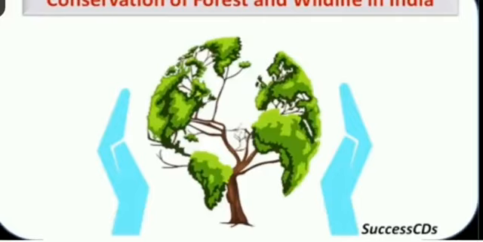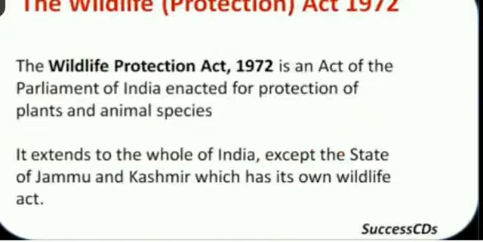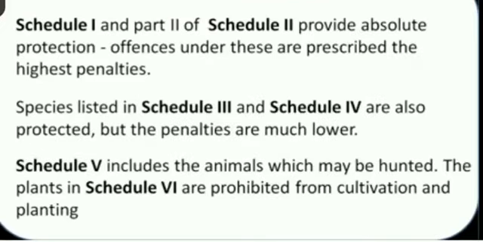So how can we conserve these forests and wildlife in India? There are many acts, for example the Wildlife Act of 1972. The Wildlife Protection Act 1972 is an act of the Parliament of India enacted for the protection of plant and animal species, which extends throughout India except the state of Jammu and Kashmir, which has its own wildlife act. This Act has six schedules.